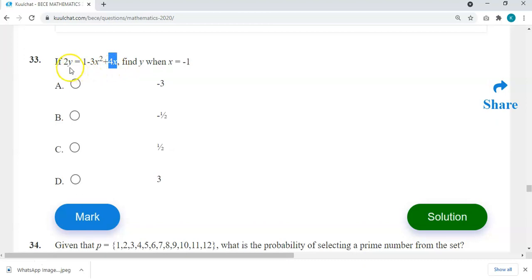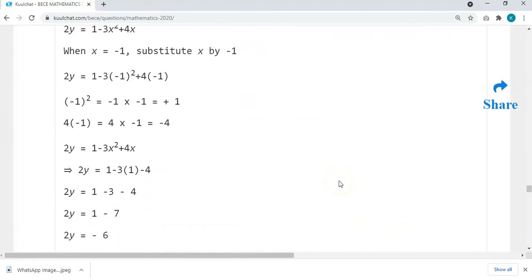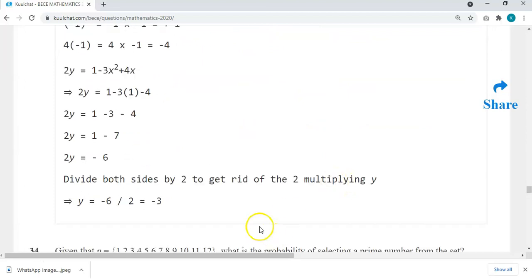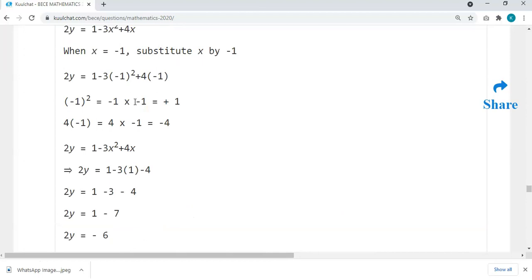We end up getting 2y is equal to 1 minus 3 minus 4. That gives us 1 minus 7, which gives us negative 6. Then divide both sides by 2. We get negative 6 divided by 2, so that gives us negative 3. So as you can see, that's it. Remember, if you square a negative, you get a positive.